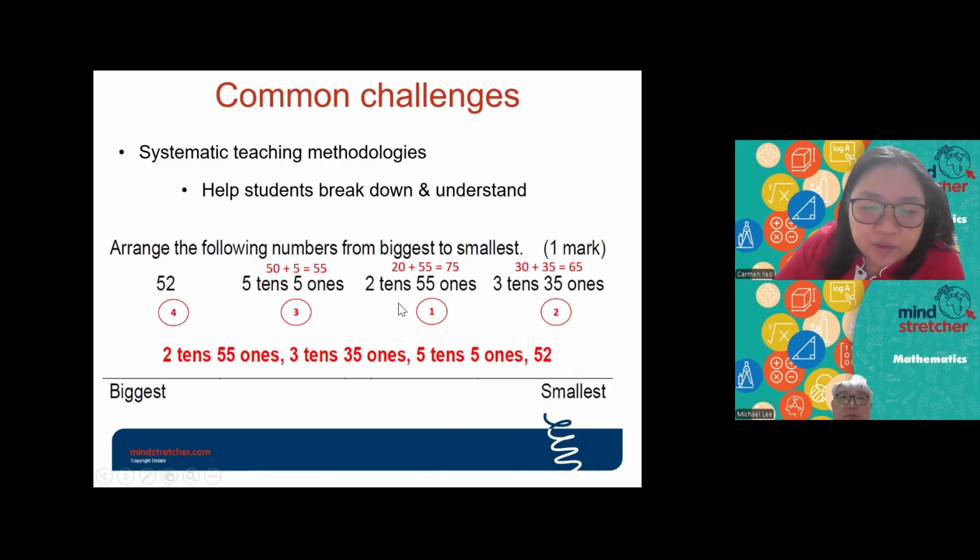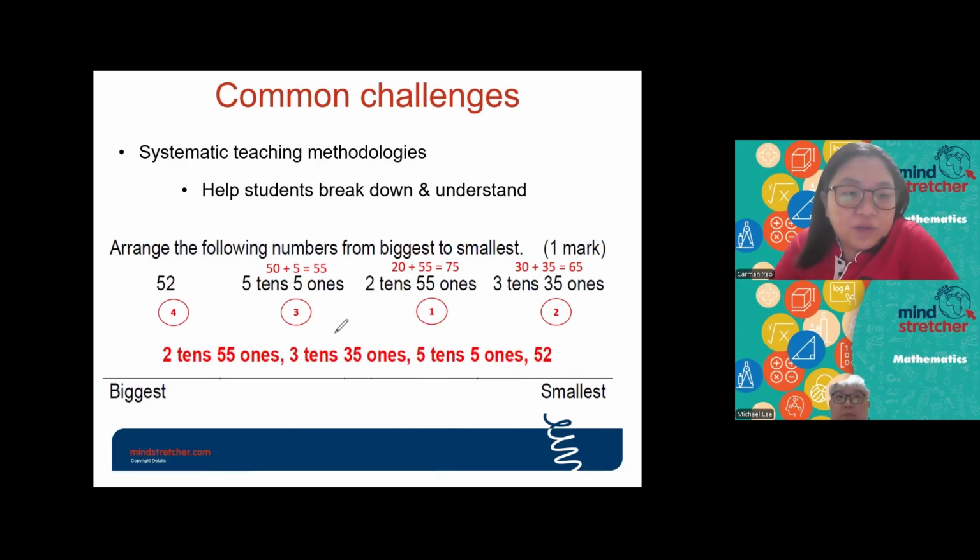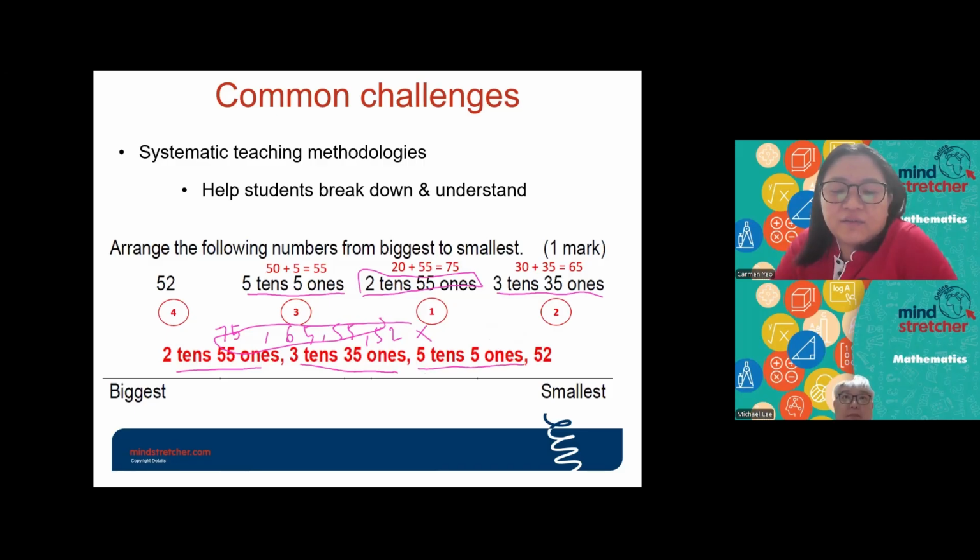Yeah, sorry, I made a mistake just now. We're not supposed to write 75. We are supposed to write the number in its original form. We are supposed to write 2 tens, 55 ones. Okay, so one common mistake is students will write 75, 65, 55, 52. Okay, so this one is actually wrong. We are supposed to use the original form. Okay, we're supposed to write 2 tens, 55 ones, then 3 tens, 35 ones, okay, then 5 tens, 5 ones, and lastly, 52. Okay, so the number in the original form.